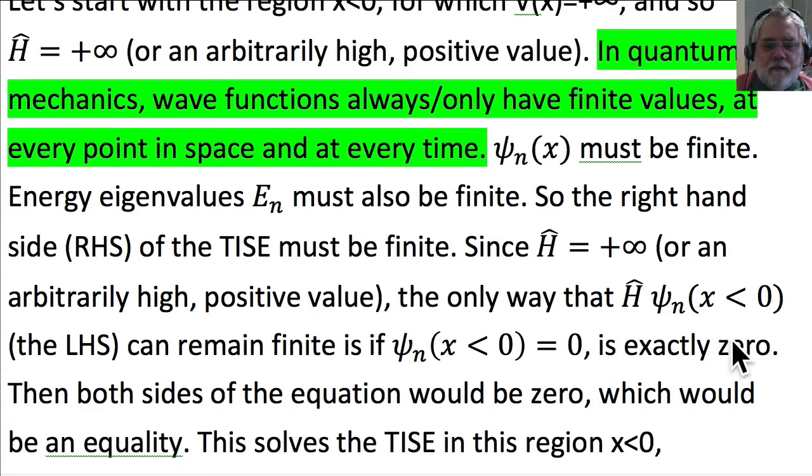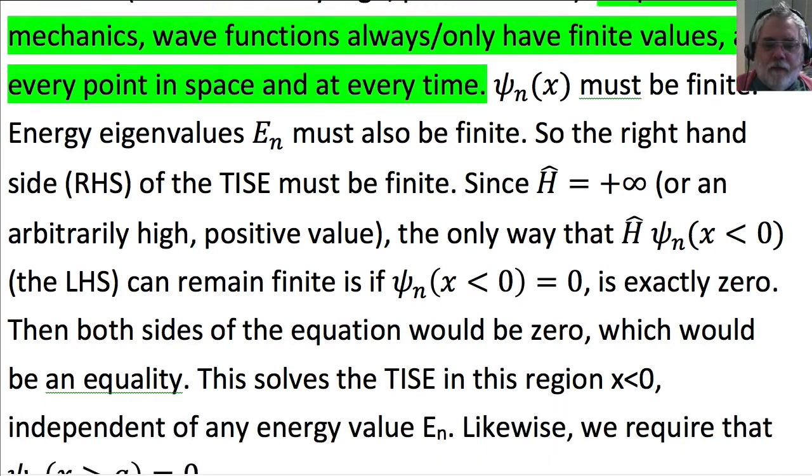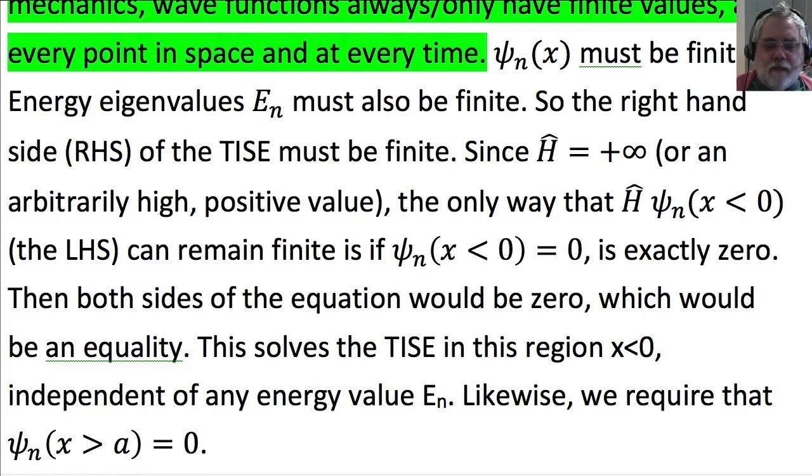Then H psi would be 0 and E psi would be 0, so the equation would be true, both sides would be 0, so it is an equality. Now, if you object to multiplying infinity times 0, which you should, don't think of the potential as infinity, think of it as any arbitrarily high positive value. Then when you multiply it by 0, it is 0. So don't get hung up on the plus infinity. Think of it as the largest number that you can imagine instead of infinity.